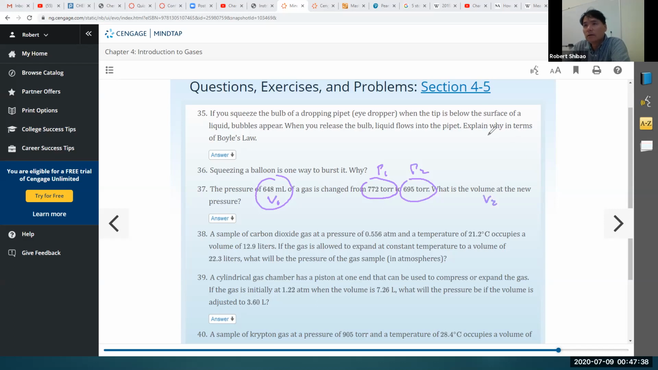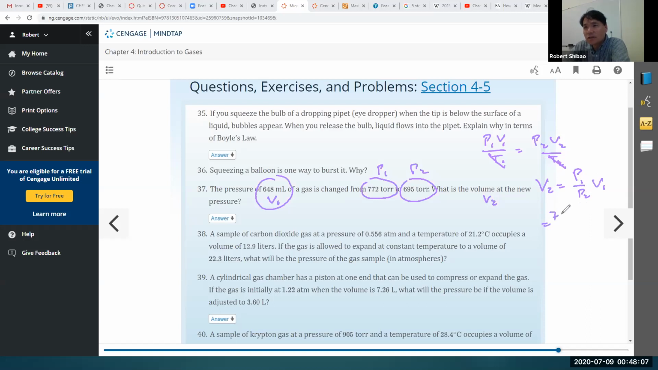And so I only use one equation, P1 V1 over T1 is equal to P2 V2 over T2. Now, did the temperature change? They didn't mention anything about a temperature change. So if the temperature doesn't change, then it cancels out. And we're left with P1 V1 is equal to P2 V2. And then let's solve for V2. V2 is equal to P1 over P2 times V1. And then let's just plug it in.